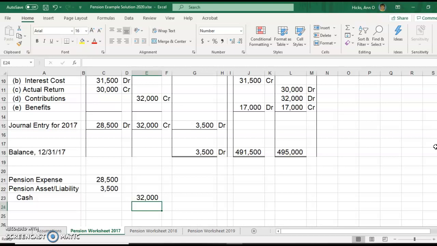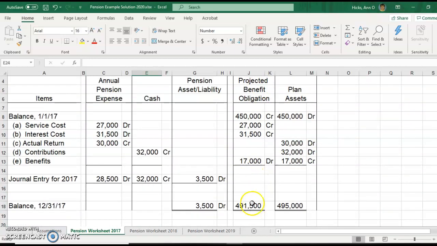Keep in mind, all we're doing here is looking at this from the perspective of the corporation, not the perspective of the plan. We have to consider what's going on in the plan because of our requirement to record any overfunded or underfunded status on our own books. But these entries in columns J and L are being made by the plan administrator onto the books of the plan.